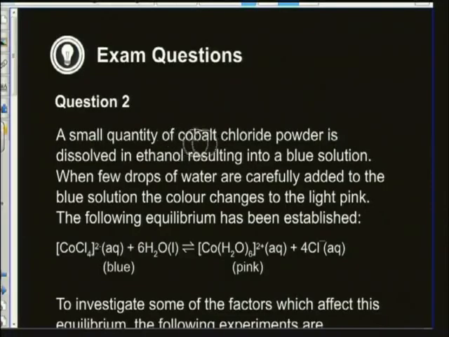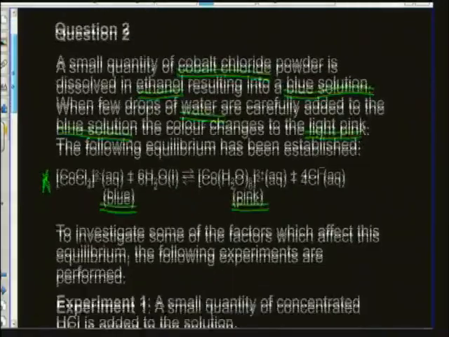Now, they say a small quantity of cobalt chloride powder is dissolved in ethanol, resulting in a blue solution. When a few drops of water are carefully added to the blue solution, the color changes to light pink. The following equilibrium has been established. There you have got the equilibrium, you have got the blue color, and you have got the pink color of the cobalt complex in there.